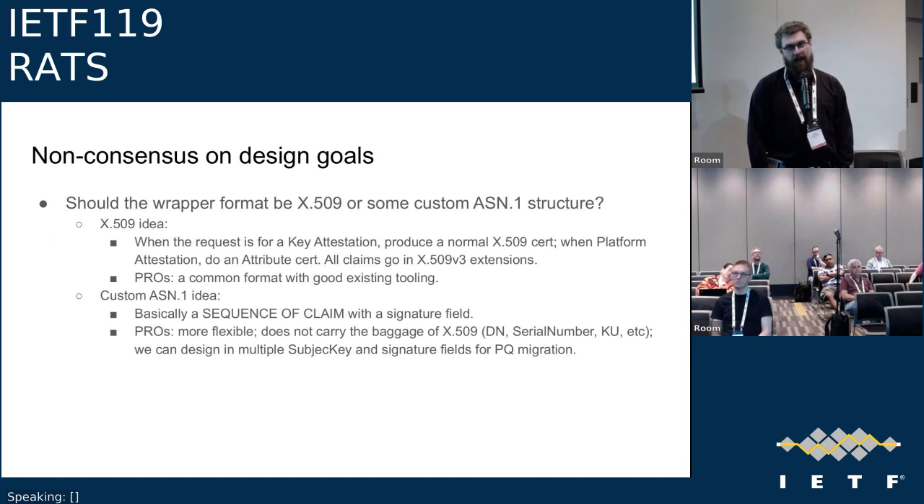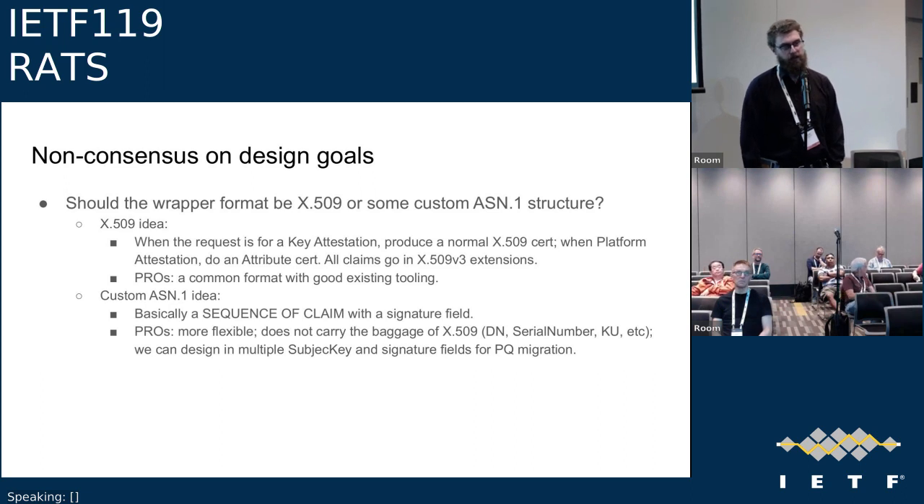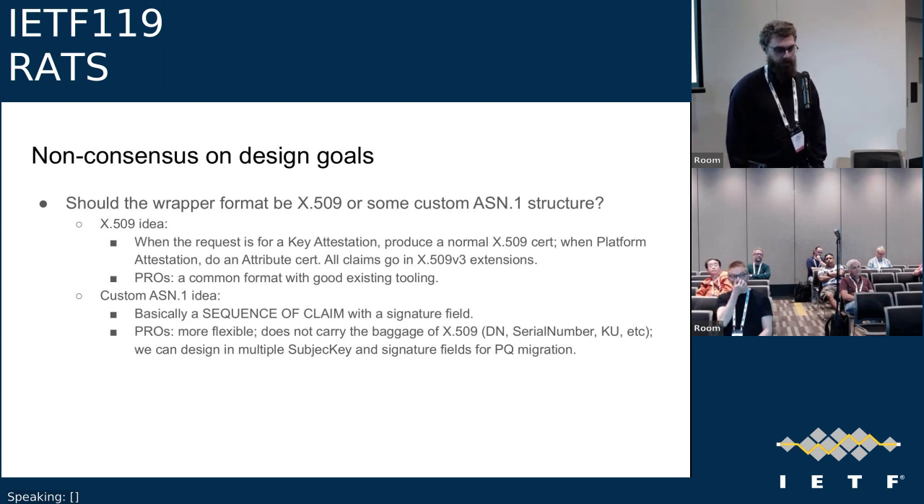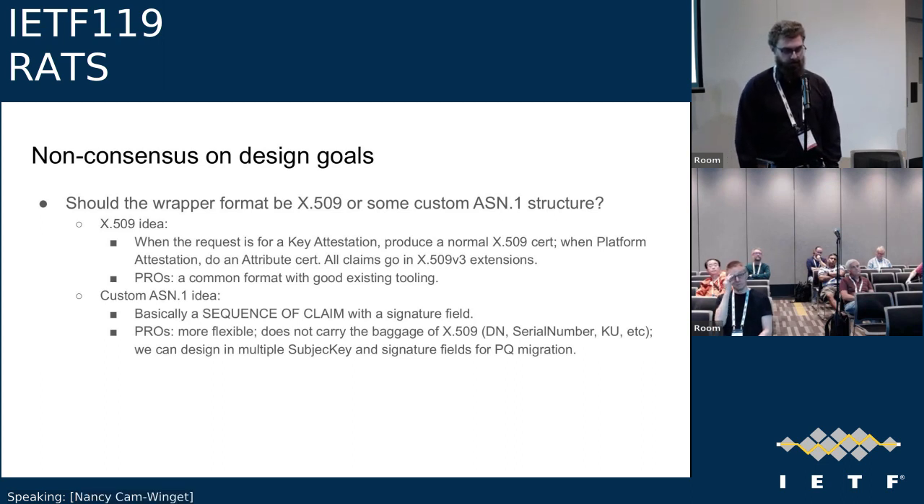We have good tooling for working with X509 certs, so there are good reasons to do it that way. The other half of the design team wants to define a new ASN1 structure, which is basically a sequence of claims with a signature field at the end. The proponents of that are saying that it gives us more flexibility in how we design this. We're not stuck with all those legacy vestigial organs of X509. We can add multiple subject keys and multiple signature fields to ease PQ migration, et cetera. We can actually make it do what we want in a more flexible way. So this is, I think, the big thing that we need to get the group to consensus on before we can actually write down a concrete proposal.